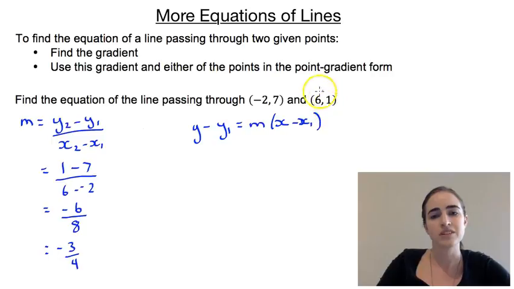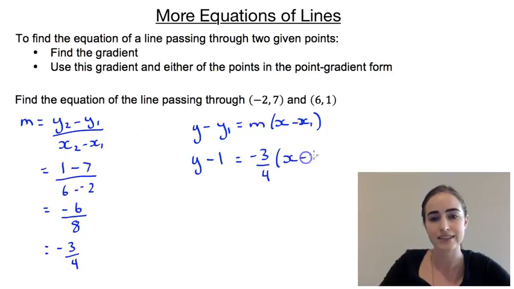I might go with this one just because they're both positive numbers and they're often nicer to work with. So let's go y minus 1 equals minus 3/4 outside of x minus 6. Now it hasn't told us whether to write our answer in general form or point gradient form, but because of this fraction, general form is probably going to be a little bit nicer. So I'm going to multiply everything by 4. So we're going to have 4y minus 4 is equal to minus 3 outside of x minus 6.